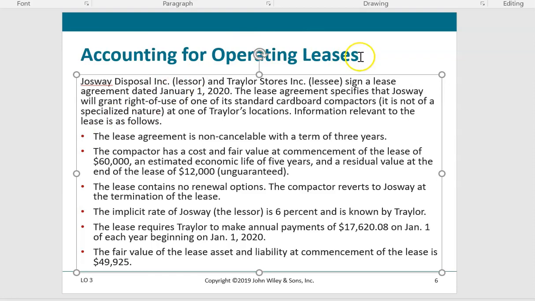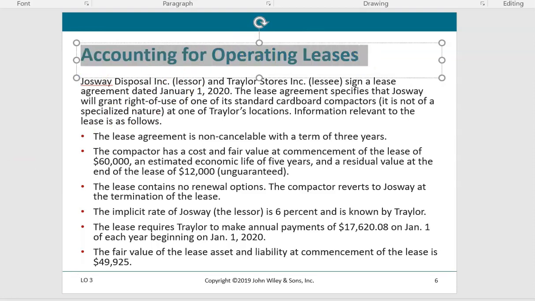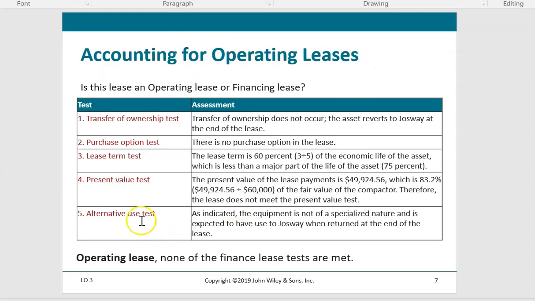So our first question is: is this an operating lease? Chances are it is, because our title here is called Accounting for Operating Leases. But let's go through each one of these criteria. One, is there a transfer of ownership in the lease term? No, we don't know anything about that. The asset reverts back to the lessor at the end of the lease. Is there a bargain purchase option? No, there's not. How about the lease term test? Is the lease for about 75% or more of the economic life of the asset? The lease term is 3 years out of the 5 total years of economic life, so it does not pass that test.